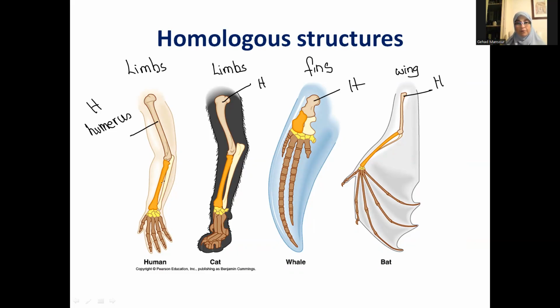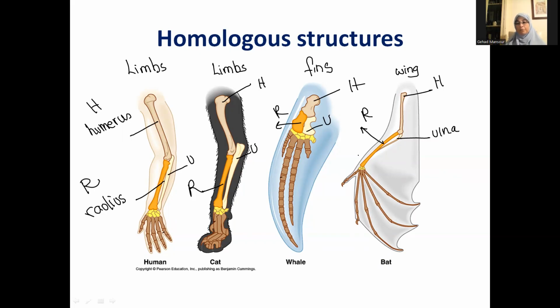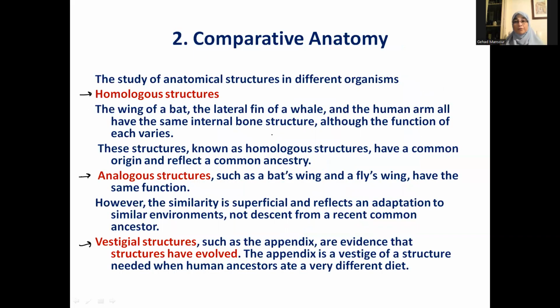And then we have the radius, the bone that is called the radius here in human beings, R. So you have an R here, you have an R there, and an R here, and so on. The ulna here, the U, so you have ulna, and ulna, and ulna. And then we have the phalanges that are colored brown. These are called homologous structures. So they have the same internal bone structure, but it is the function of each that varies.